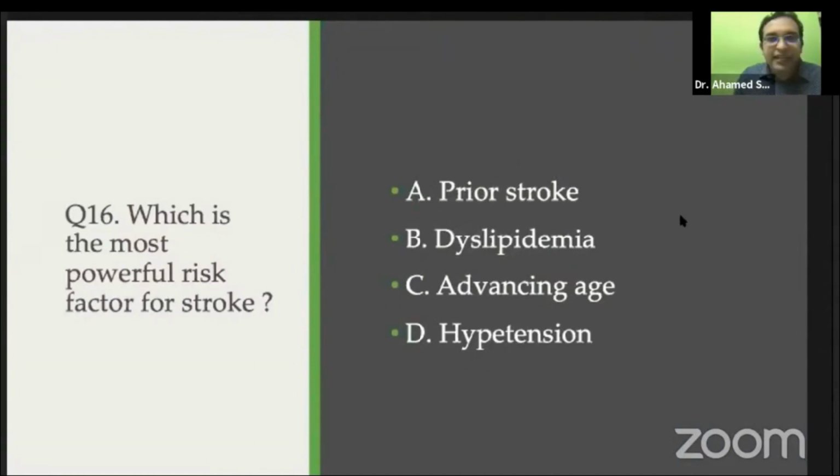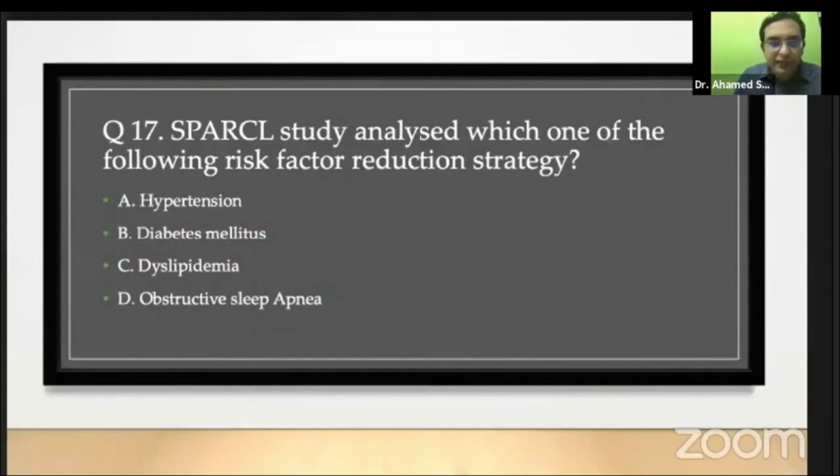You think it's prior stroke, but more than that, it's actually advancing age, which is the most powerful risk factor for stroke. This is a direct wording I took from, I think, Harrison.